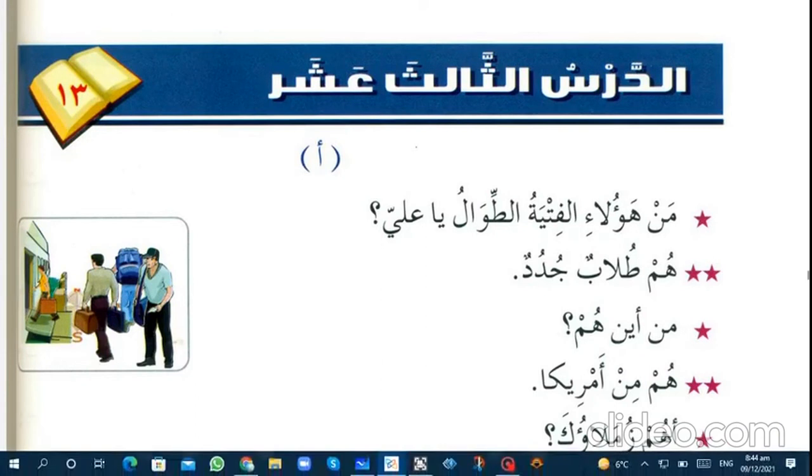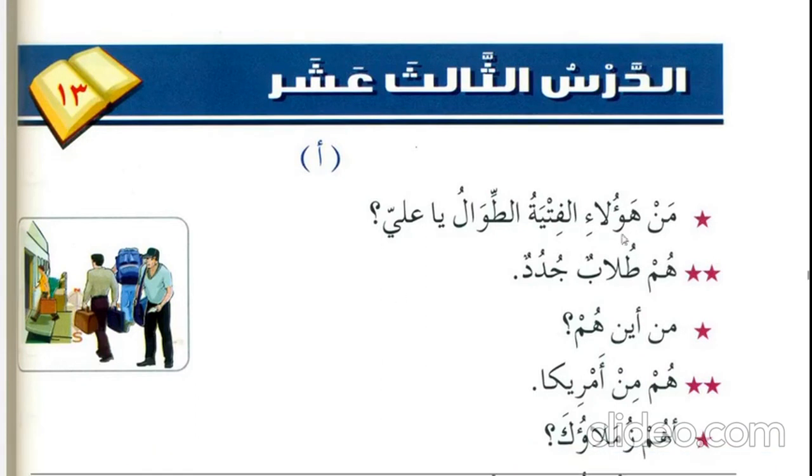Ad-darsu s-salisa ashara, 13th lesson. Man ha'ula'i al-fityatu at-tiwalu ya Ali? Who are these tall young men, O Ali? Fityatu means young men. At-tiwal, tall. Man hum? Whom are they? Tulabun, students. Judud, new. Hum tulabun judud. They are new students. Min aina hum? Min, from. Aina, where. Hum, they. Where are they from?